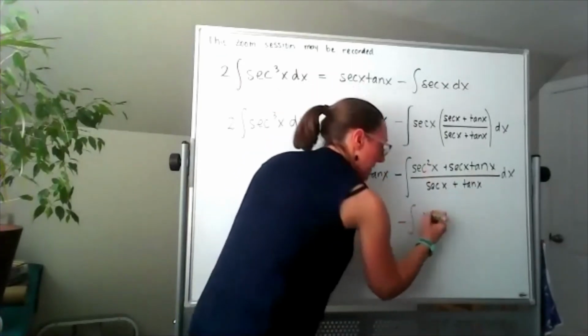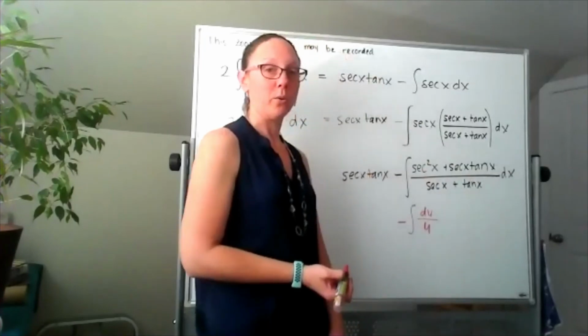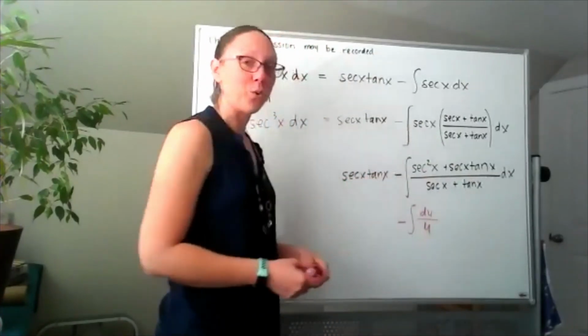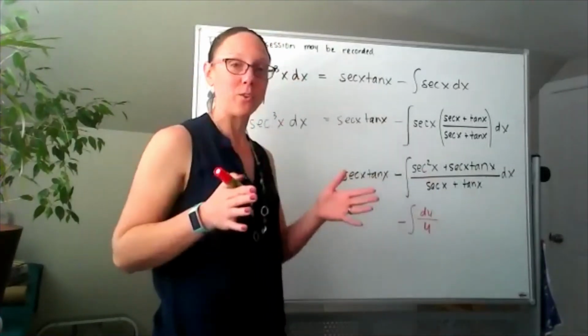really is du over u. And we know how to integrate du over u. That's going to turn into natural log of u, or natural log of absolute value of u.